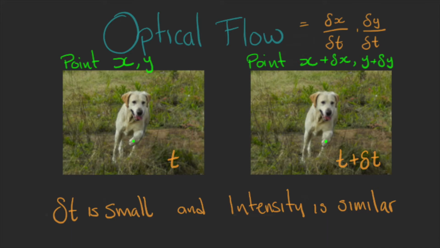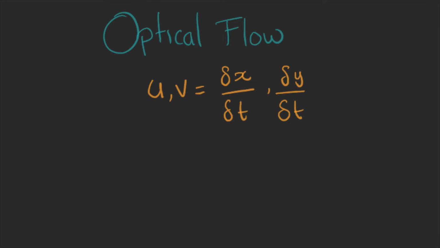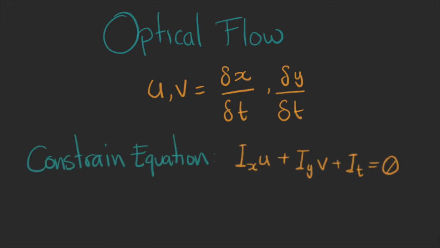Okay, let's assume that our images fulfill those requirements. And let's call the optical flow U, V. We can rearrange the formula to create the optical flow constraint equation. Here, Ix, Iy, and It are the derivatives in each direction. So let's see an example of how we calculate this using the finite difference.